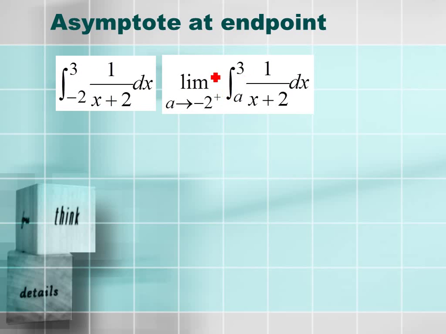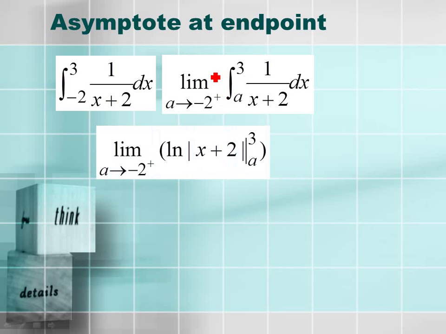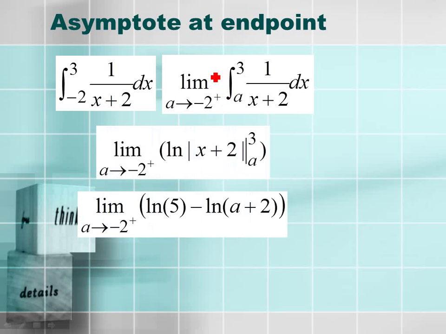Well, the antiderivative of 1 over x plus 2 is ln of absolute value of x plus 2. And I'm going to go from a to 3. So if I plug in 3, I get natural log of 5. And since a is bigger than negative 2, because it's coming from above, I always know that's positive, so I drop the absolute value again. So natural log of a plus 2 as a approaches negative 2. Well, we need to figure out what this part is. This is the thinking part.